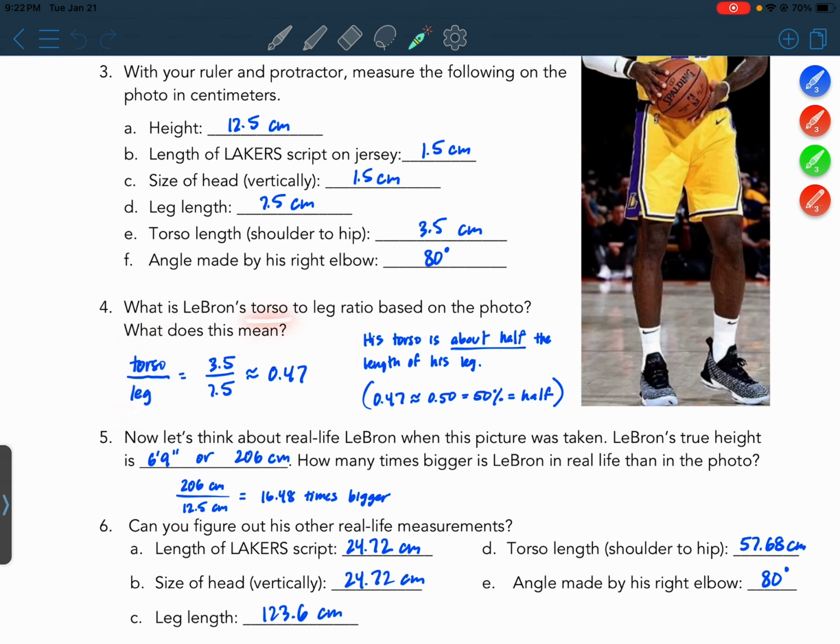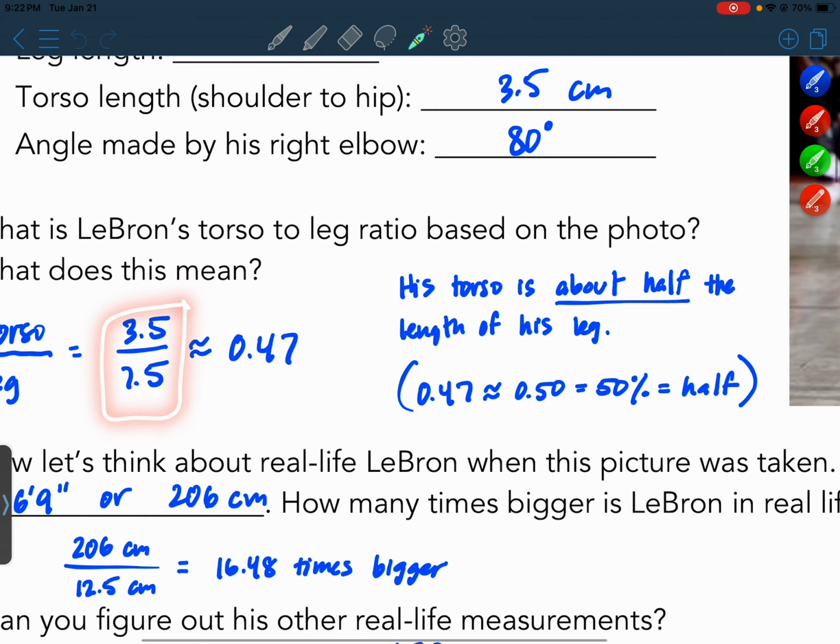So we're going to look at the torso to leg ratio, or the torso to leg fraction. Okay. So 3.5 was the measurement I got for his torso. Again, yours might be a little different. 7.5 was the measurement I got for his leg. Using a calculator, dividing one measurement by the other gives me a decimal version of this ratio, 0.47.